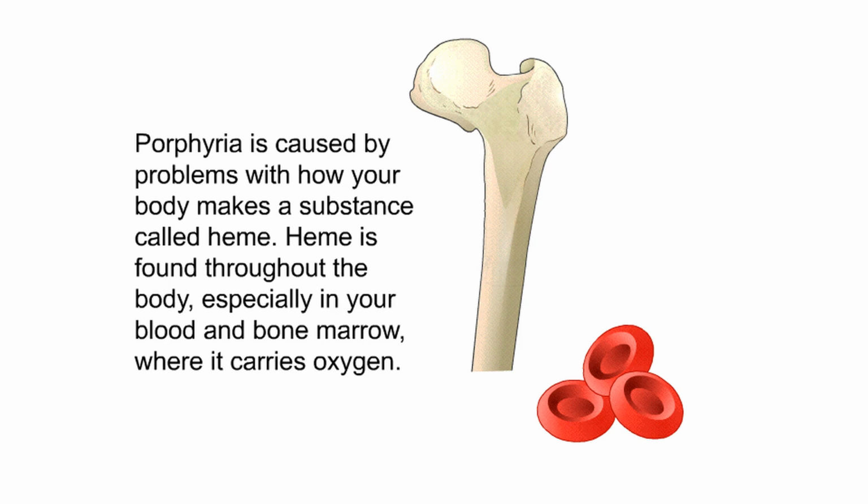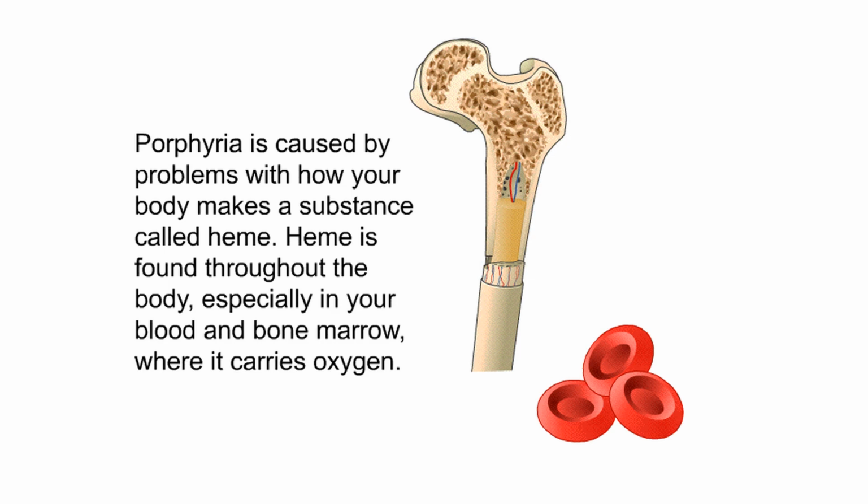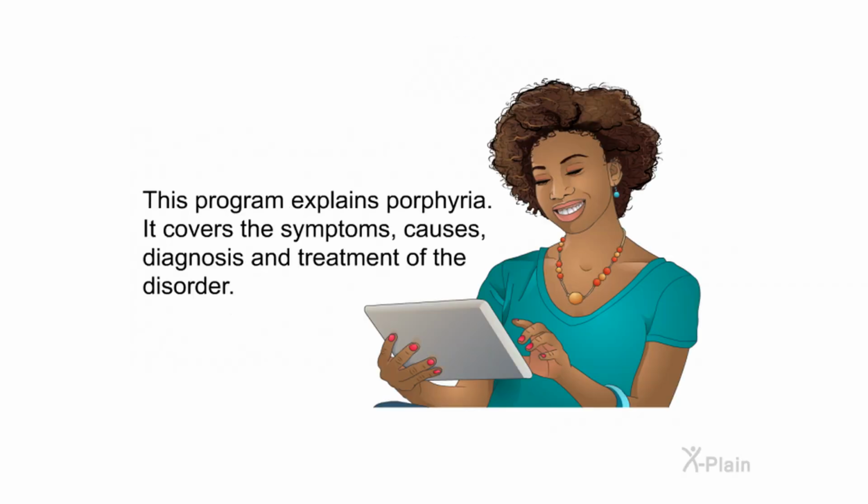Porphyria is caused by problems with how your body makes a substance called heme. Heme is found throughout the body, especially in your blood and bone marrow, where it carries oxygen. This program explains porphyria. It covers the symptoms, causes, diagnosis, and treatment of the disorder.